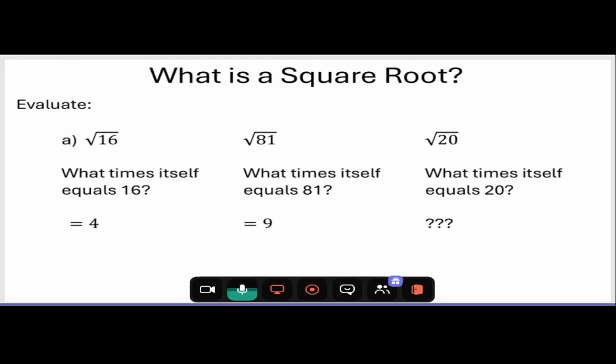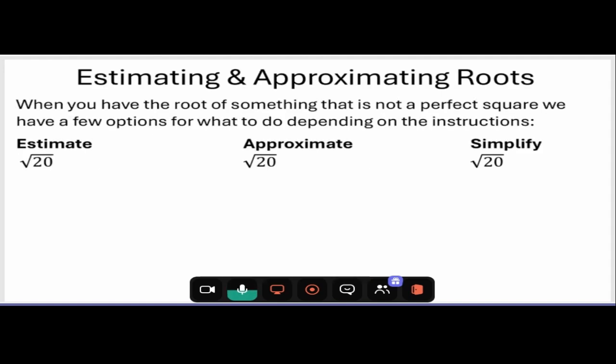There is not a whole number that multiplies by itself to give 20. So there's a couple options you will have when you have the square root of a number that is not, we call them perfect squares, right? So 20 is not a perfect square, unlike 25, which is a perfect square because 5 times 5 is 25. 36 is a perfect square because 6 times 6 is 36. 20 is not a perfect square.